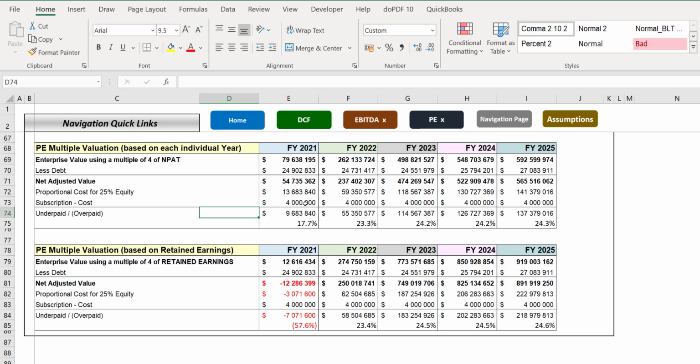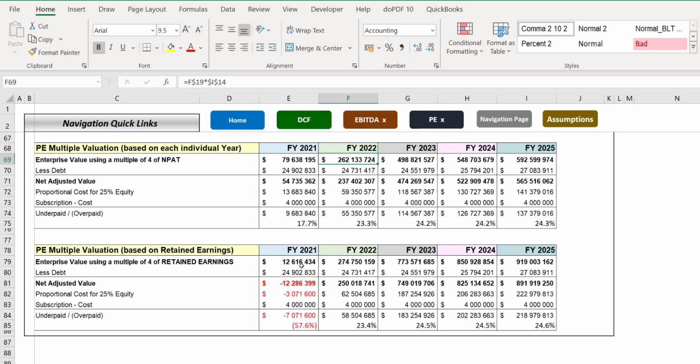So this is done by taking the valuation based on each individual year. In other words, the values at the end of that financial year multiplied. The next methodology here is based on retained earnings. In other words, the value that's generated in the first year is carried forward to the next year, the value being the net profit after tax, the retained earnings, carried forward year by year. So it's not looking at a year in isolation, it's actually looking at the cumulative effect year after year.